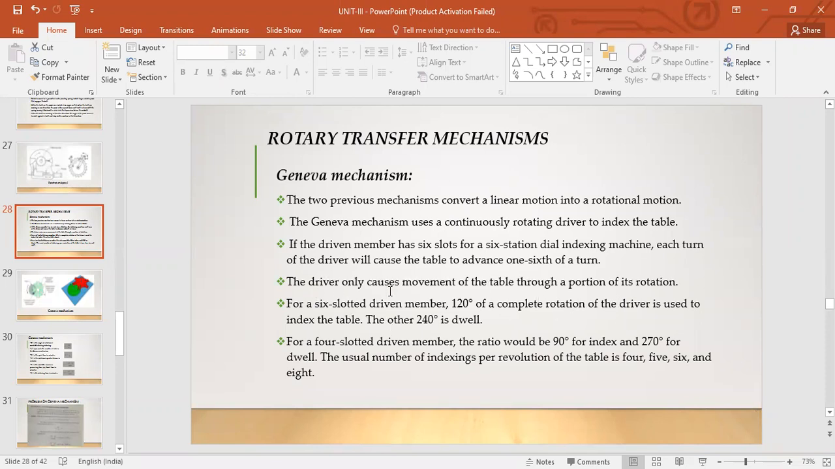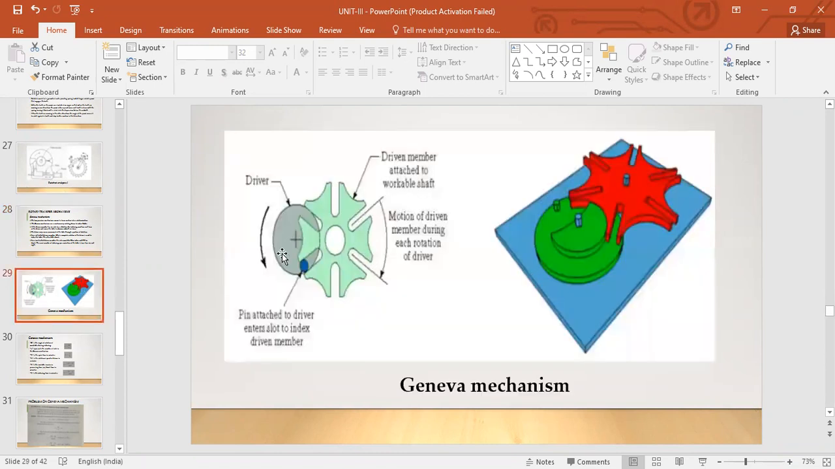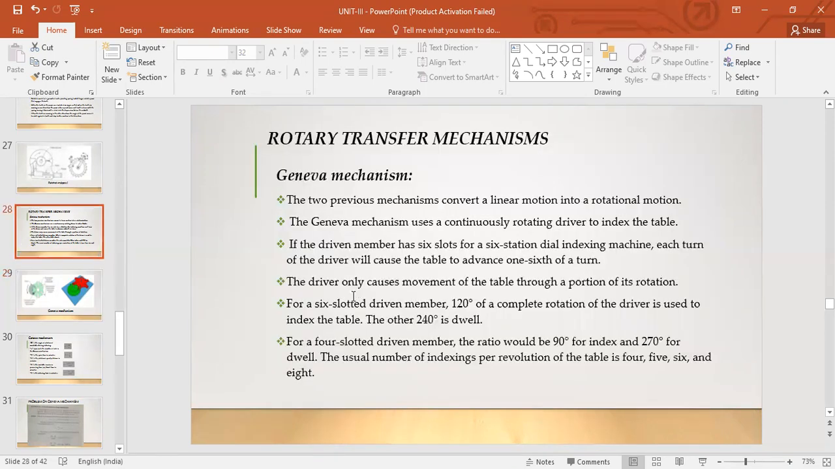So the driver only causes movement of the table through a portion of its rotation. As I was telling you, the driver will continuously rotate 360 degrees, but the movement of the table is only when the driver engages with the driven member. So for a 6 slot driven member, 120 degrees of a complete rotation of the driver is used to index the table. The other 240 degrees is dwell. We'll explain that when we see the video.